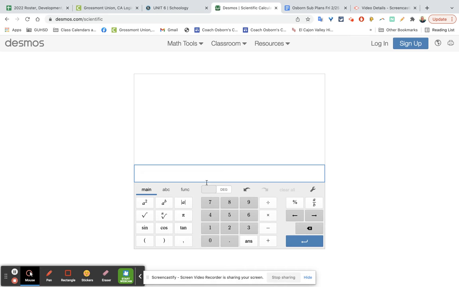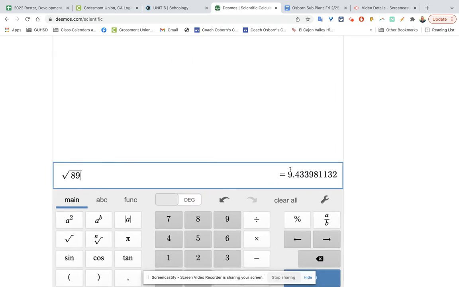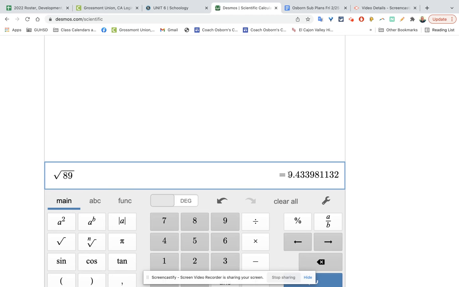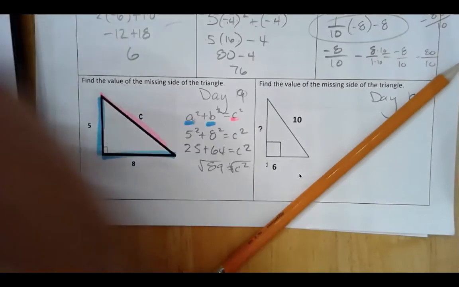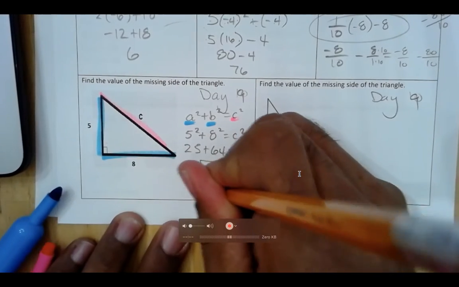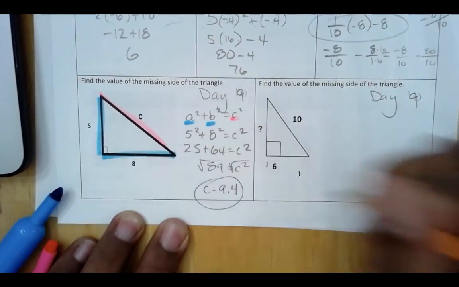Let's bring up the square root here. So square root of 89. And you see we're going to round to the nearest tenth. So 9.4. Okay, so c is 9.4.